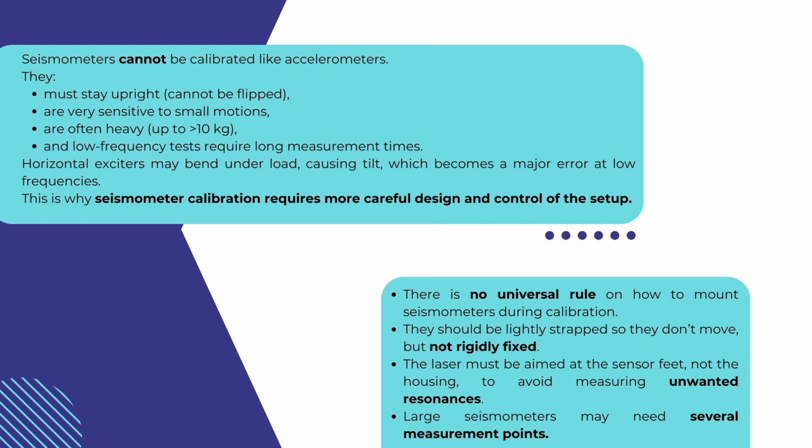There is no universal rule on how to mount seismometers during calibration, but they should be lightly strapped so they don't move, but not rigidly fixed. The laser must be aimed at the sensor feet, not the housing, to avoid measuring unwanted resonance. And large seismometers may need several measurement points.